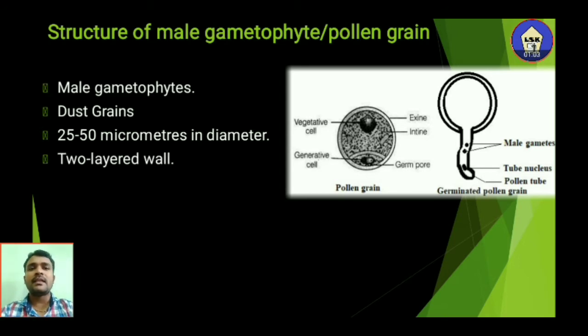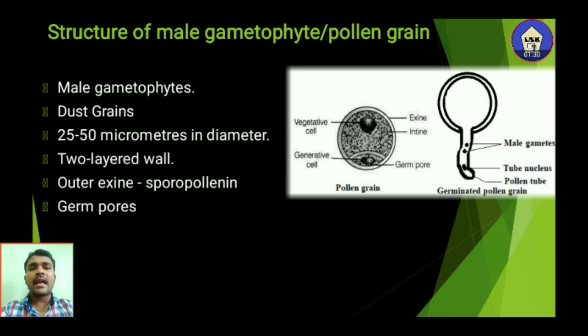Normally the pollen grains are covered by a two-layered wall. The outer wall is called the exine and is chemically made up of sporopollenin. Sporopollenin is the hardest known organic compound. No enzyme has been identified yet which is capable of digesting this compound. The outer exine consists of small opening-like structures called germ pores. I will tell you about the germ pores in detail later.